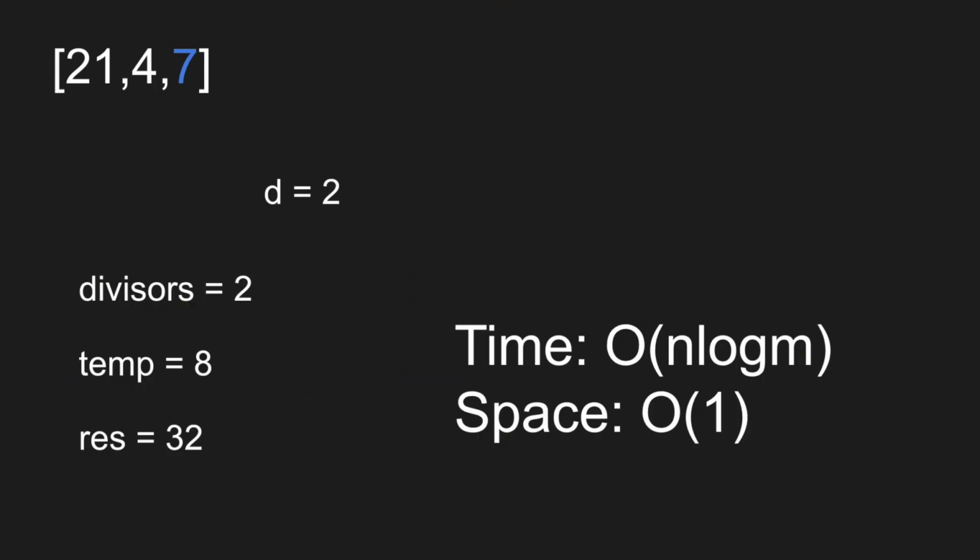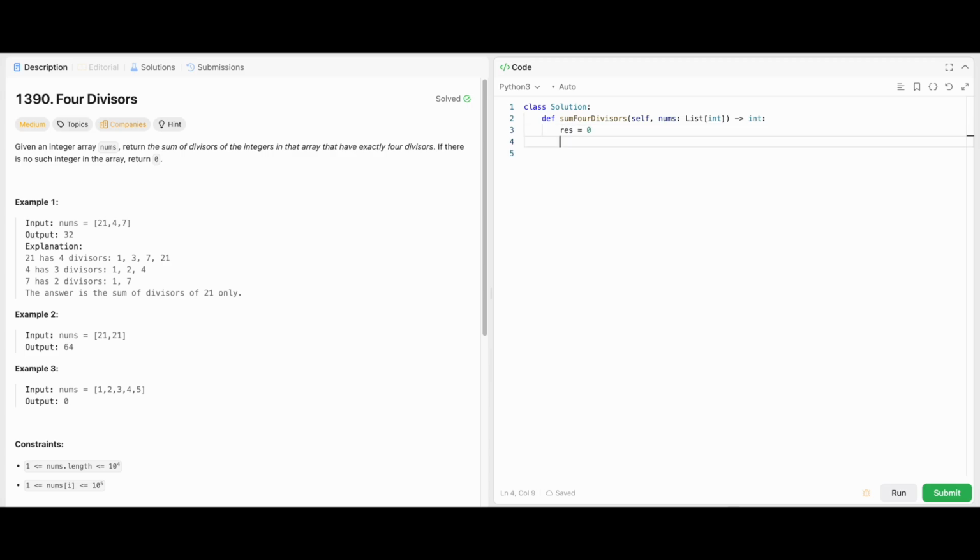So now let's get to the coding part. So first we will initialize result to 0, and now we will set up the first for loop. So for num in nums, temp is equal to 0. Divisors, we will also set it to 0. And now we will loop through the potential divisors. So for D, for divisors, in range 1 to the floor of the square root of num plus 1. And if it has no remainder when we divide by D, then we want to check if num divided by D is equal to D.